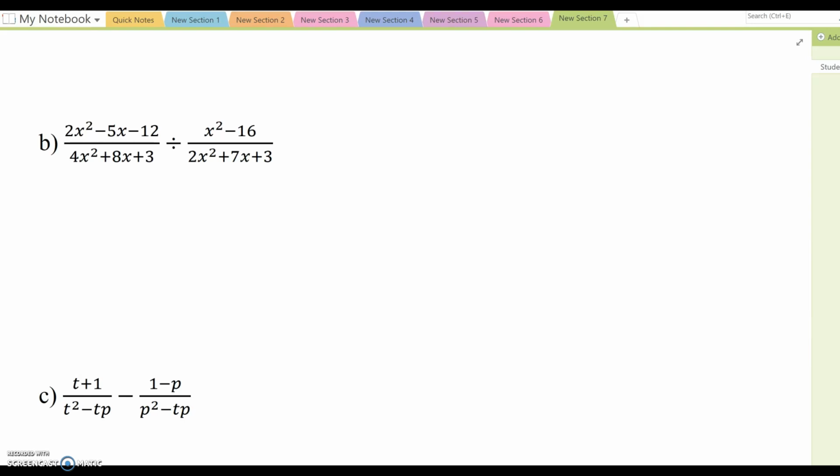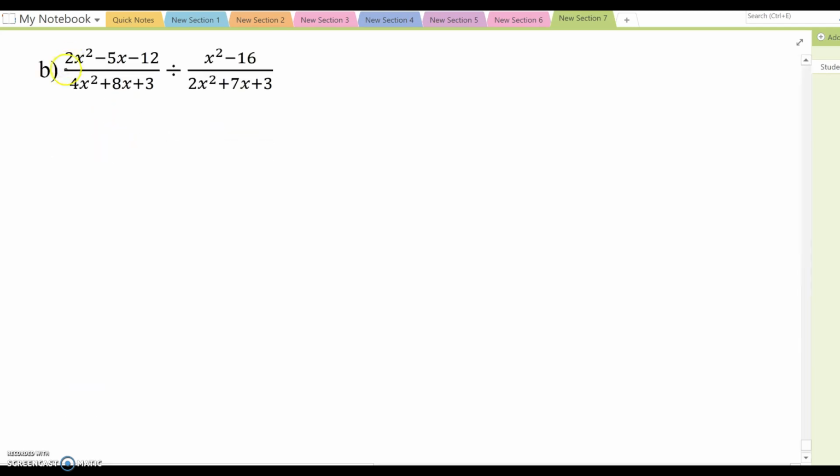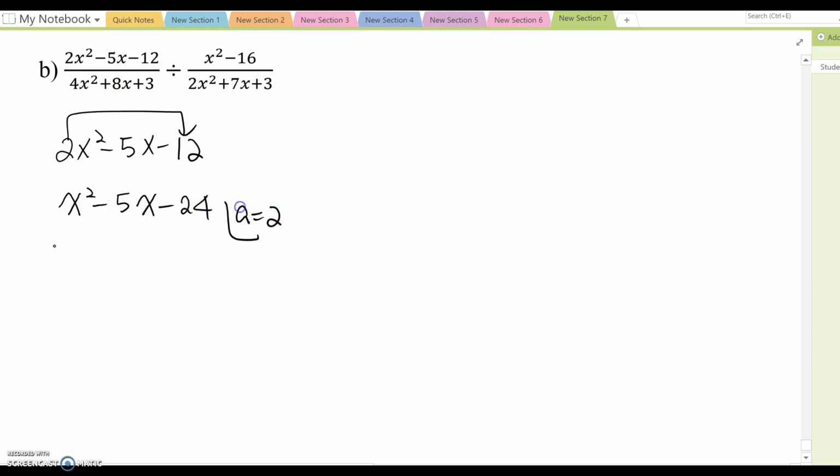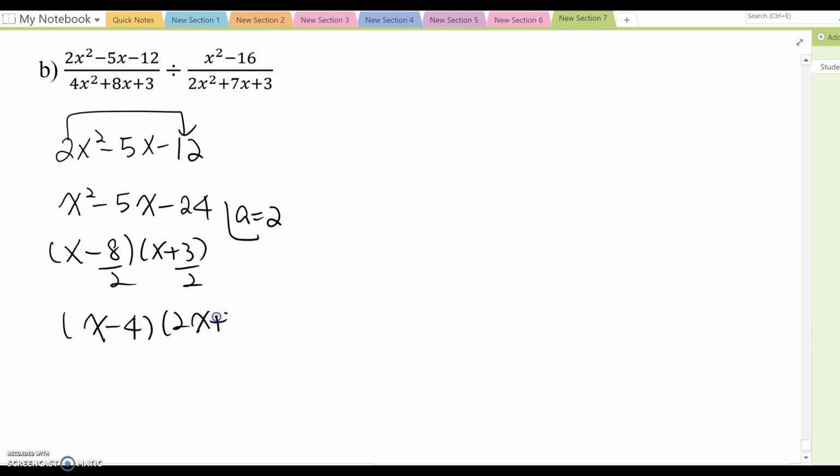So before we do that, we need to factor each expression. So the first one, 2x squared minus 5x minus 12. We move this 2 over here, then it becomes x squared minus 5x minus 24, and a equals 2. Then this becomes (x minus 8) and (x plus 3), and divide by 2. Then this becomes (x minus 4) and (2x plus 3).